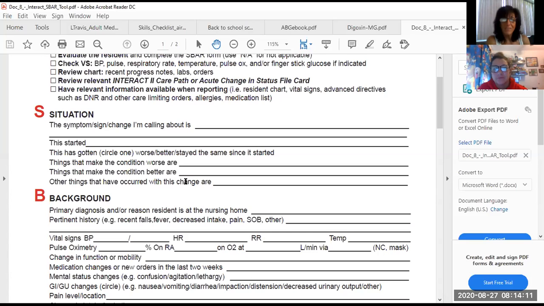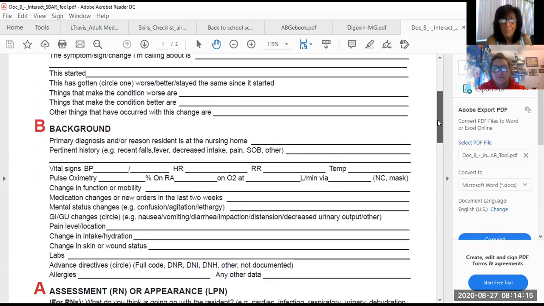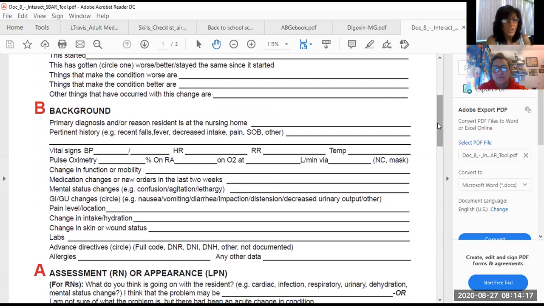So then next part is the background. And the background is basically just like it says. Tell me about the patient and what's going on with the patient. Why are they here? What's their primary diagnosis? What's their history? Recent history. Don't tell me she had a tonsillectomy when she was 12, and she's 72. I don't care.